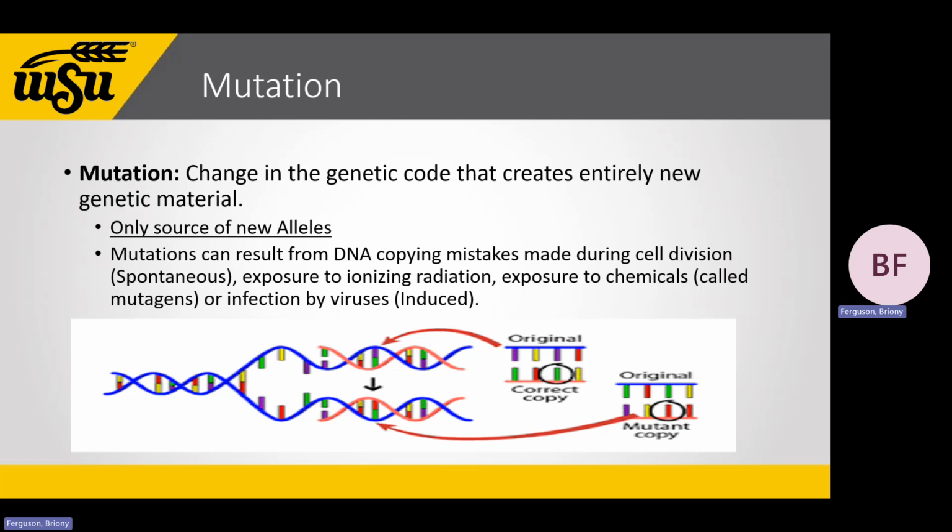Now, we talked about how mutations can be negative, positive, or neutral. Now we're going to talk a little bit more about how they are actually caused or created. They can be spontaneous mutations, and these are mutations that result from natural DNA copying mistakes made during cell division. And these can't really be predicted or prevented.